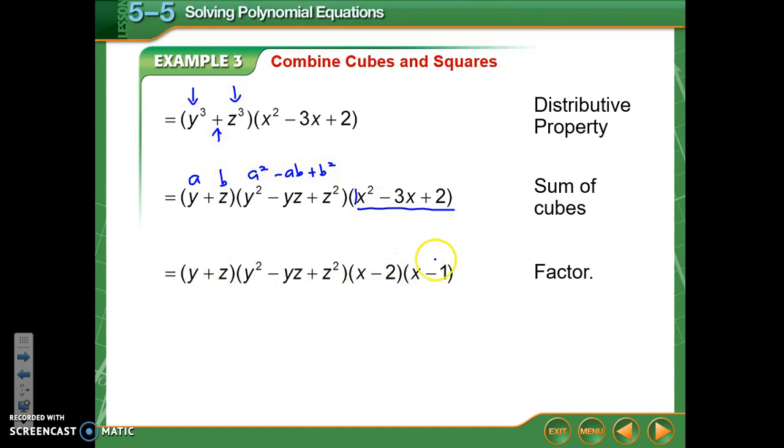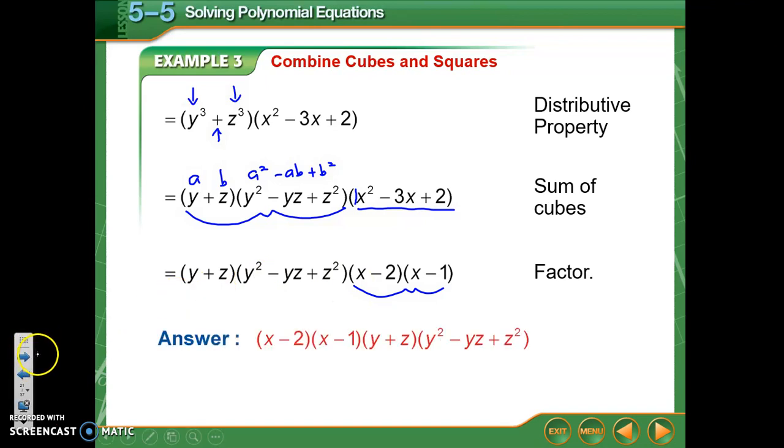So notice I'm not losing anything as I go through here. Y cubed plus z cubed became this whole piece here. X squared minus 3x plus 2 became this whole piece here, right? So I have to keep writing my factors as I go. I'm just breaking it down as much as I can, and this would be my final answer.